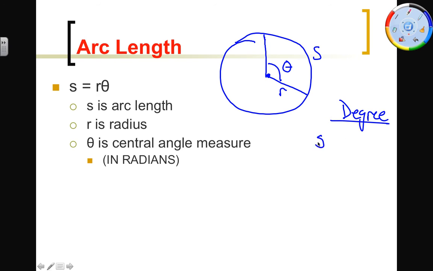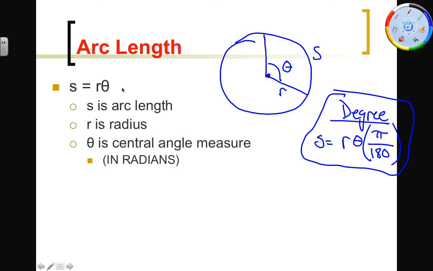So I need to take S equals R theta times, I'm changing degrees to radians, so pi over 180. Okay, slightly different way the formula looks, but same idea. I don't really like this one very much. I just like to make sure we change theta into radians before we even use the formula.